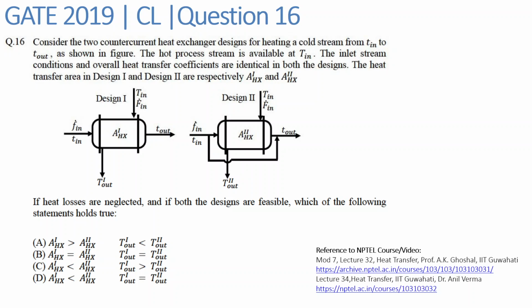The heat transfer area in design 1 and design 2 are respectively A1 and A2. We have been given the general schematic. If the heat losses are neglected and if both the heat exchanger designs are feasible, which of the following statements holds true? Okay, so we have been given these heat exchanger design parameters and the general schematic of the countercurrent heat exchanger, and we have to find which of the following options is correct amongst the given ones.